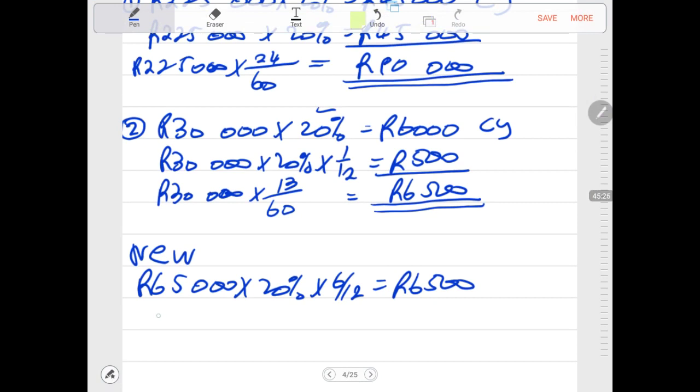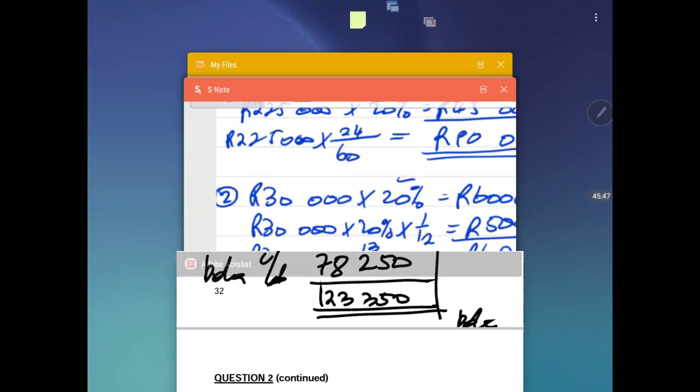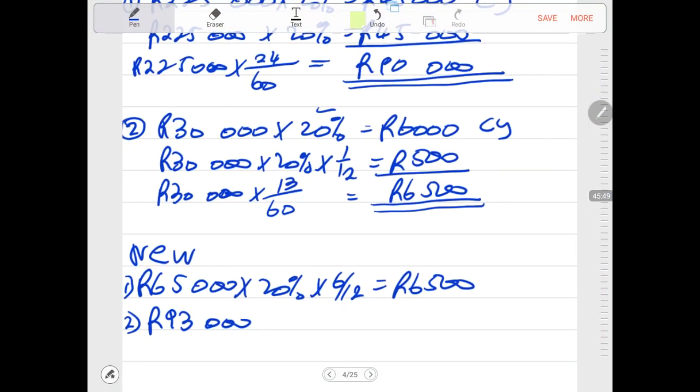Then we have our second new. This was new number 1. There's new number 2. New number 2 costed the company 93,000 rands. And the 93,000 rands vehicle was bought on the 31st of July, meaning it will be in the business only for the month of August, end of the month, starting of the following month. So it's only 1 month.